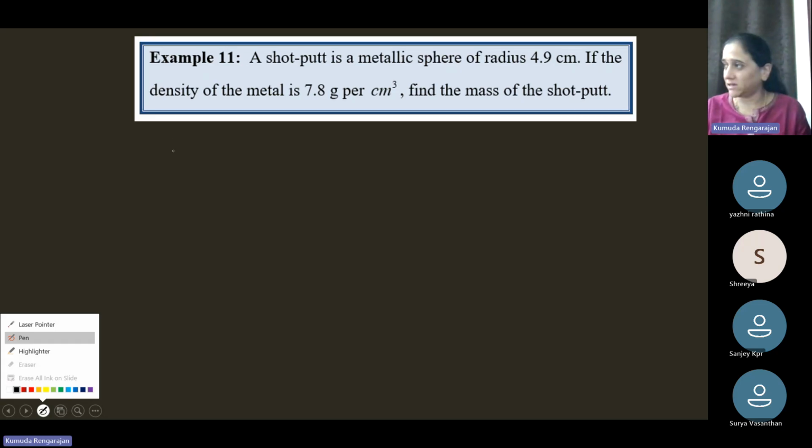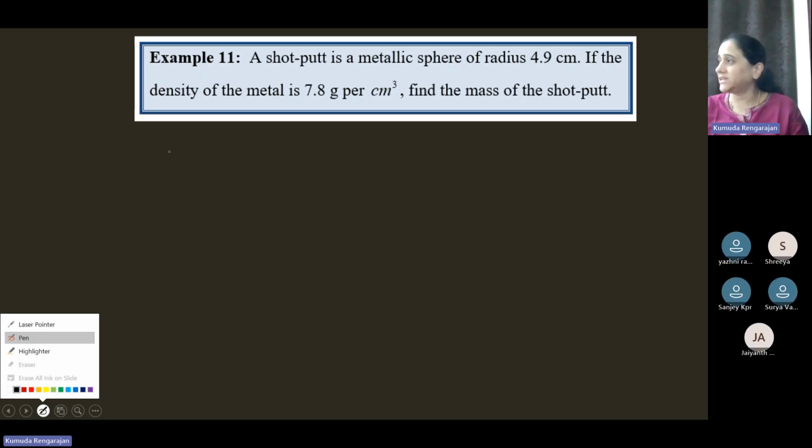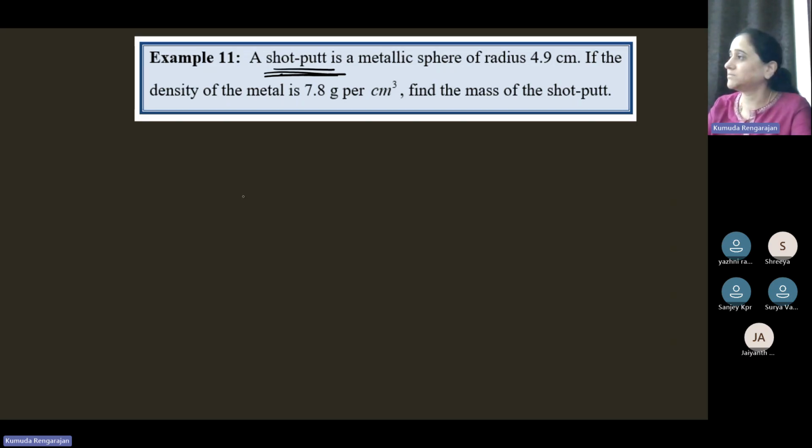If the density of the metal is 7.8 grams per centimeter cubed, 1 centimeter cubed of this metal weighs 7.8 grams. This shot put is made of some metal, right? Centimeter cubed itself is a unit for volume. 1 centimeter cubed of that metal has a mass of 7.8 grams. If this is given to you, you are asked to find the mass of the shot put.